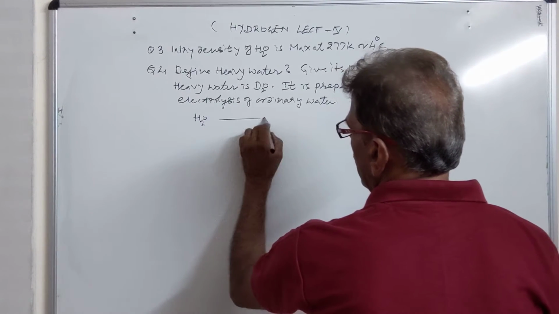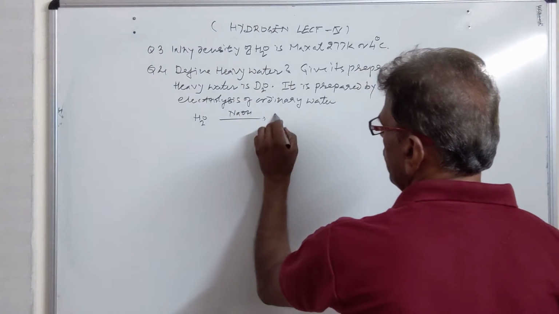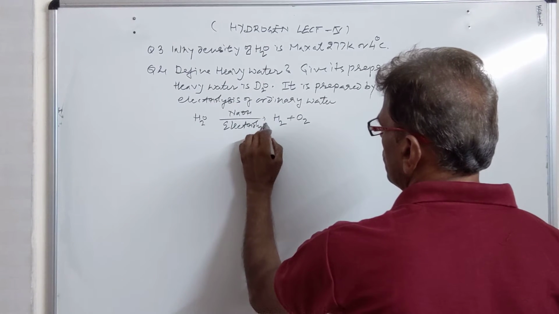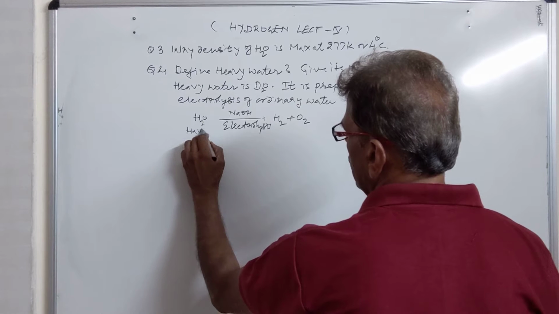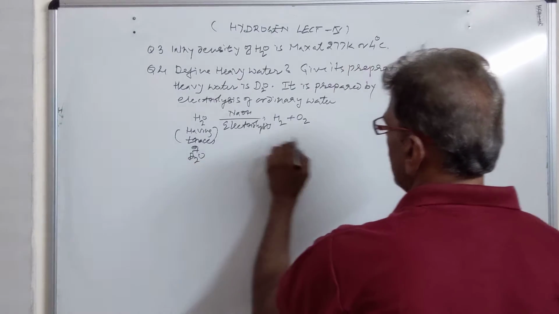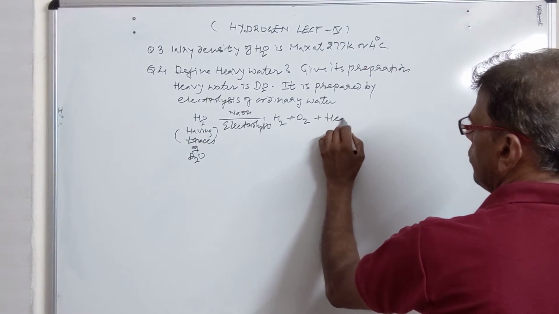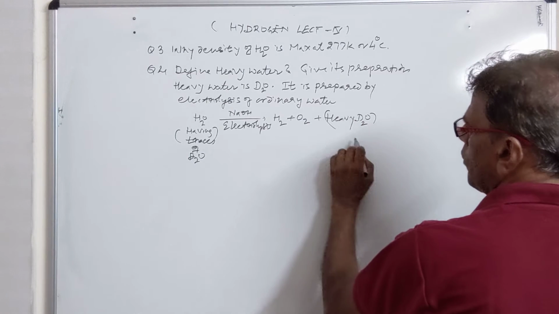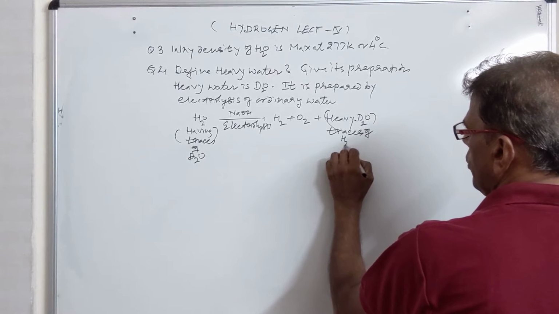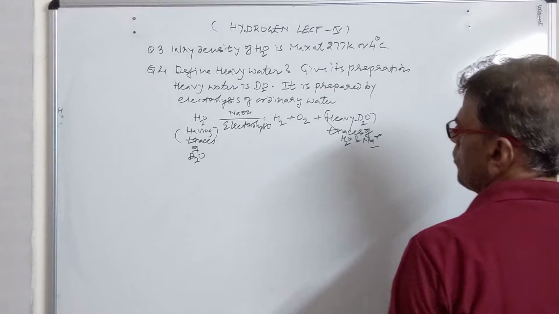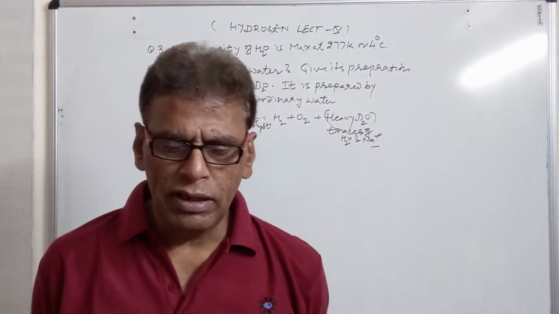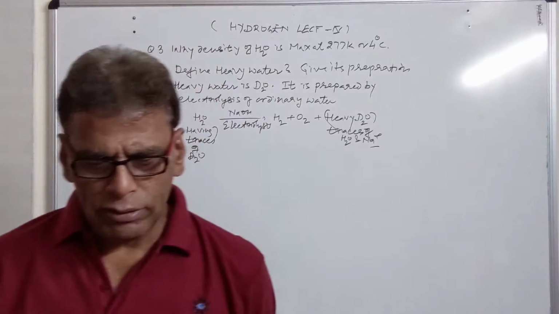So this ordinary water in the presence of NaOH ionizes to give you H2 plus O2 on electrolysis, having traces of D2O. So after complete electrolysis we have heavy water having traces of H2O and sodium ions. So this is the preparation of D2O. It was done by Urey in 1932, who prepared heavy water by the electrolysis of water.